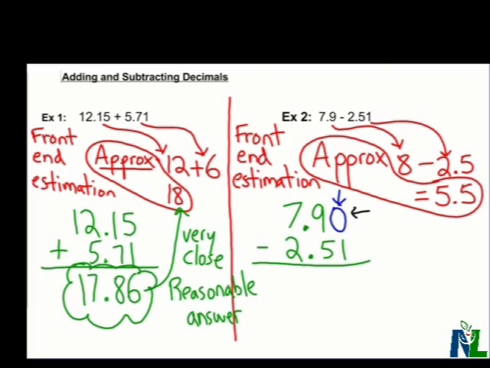0 take away 1. We can't do it. So we need to borrow from the 9 to make a 10, leaving an 8 over here. 10 subtract 1 is 9. 8 subtract 5 is 3. 7 subtract 2 is 5.